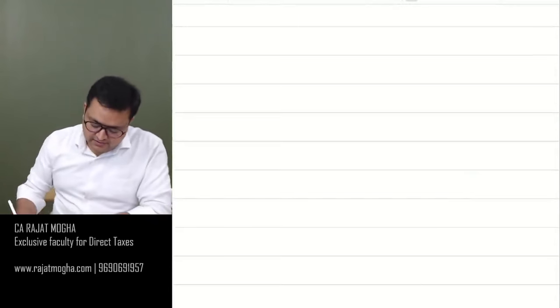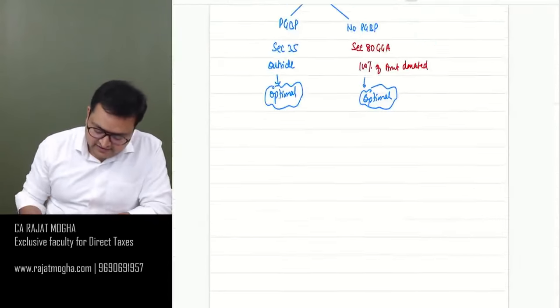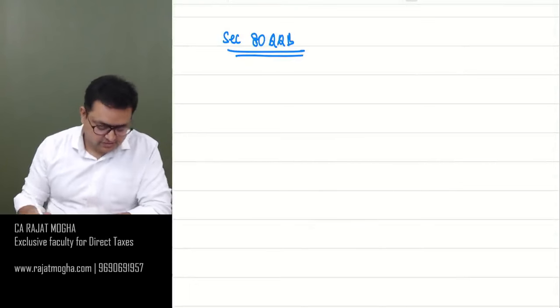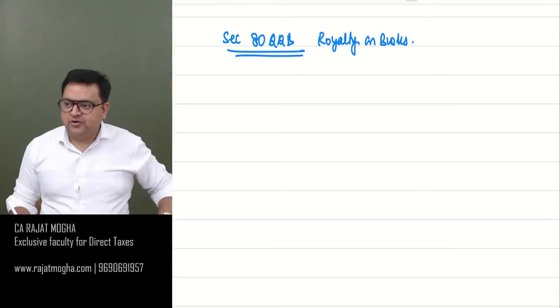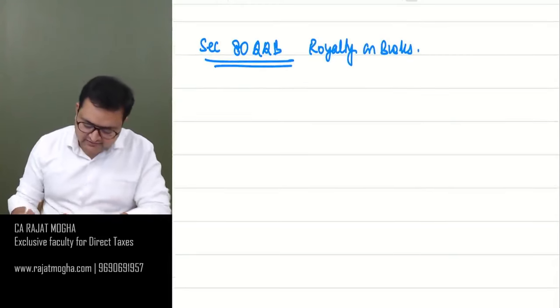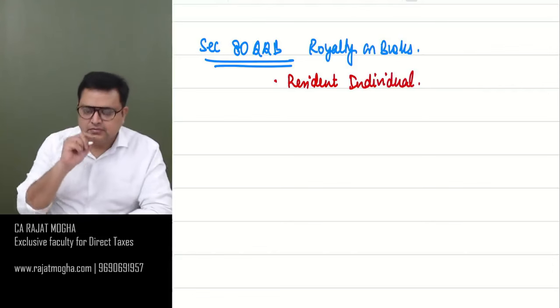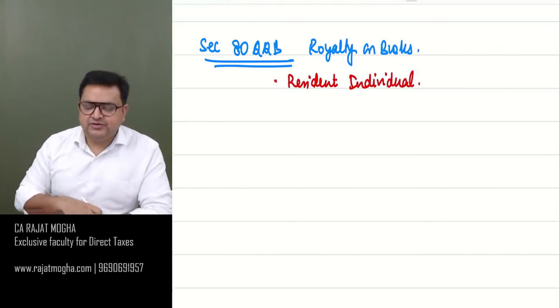See, first is, please write it, section 80QQB. This is royalty on books. And it is available only to a resident individual.